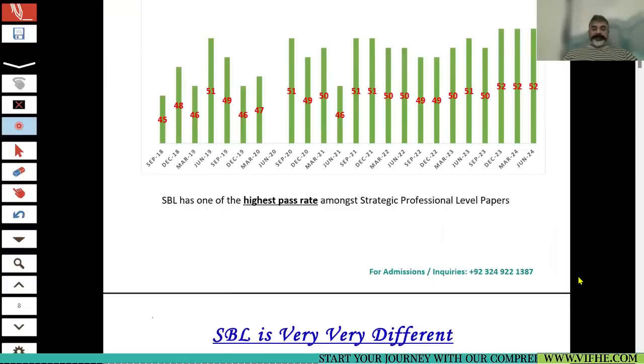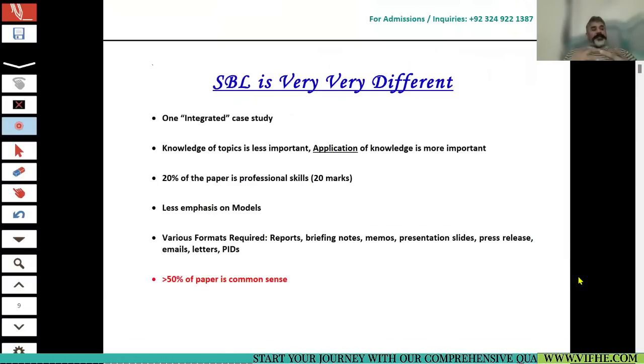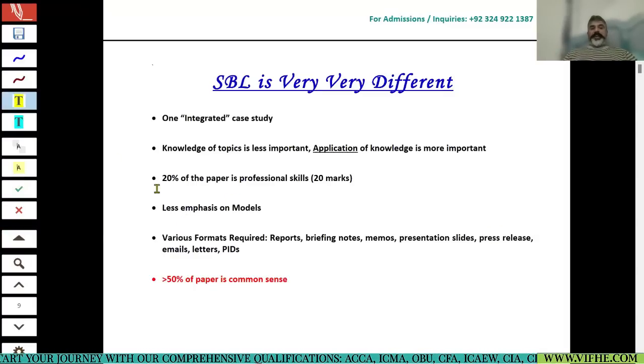That's very good. Now, this slide I have spoken about earlier as well, but I just want to touch base on some important points, especially for those students who are doing it for the first time: SBL is very different from all your other ACCA papers. How come? Because it is one integrated case study. Knowledge of topics is less important. Application of knowledge is more important.